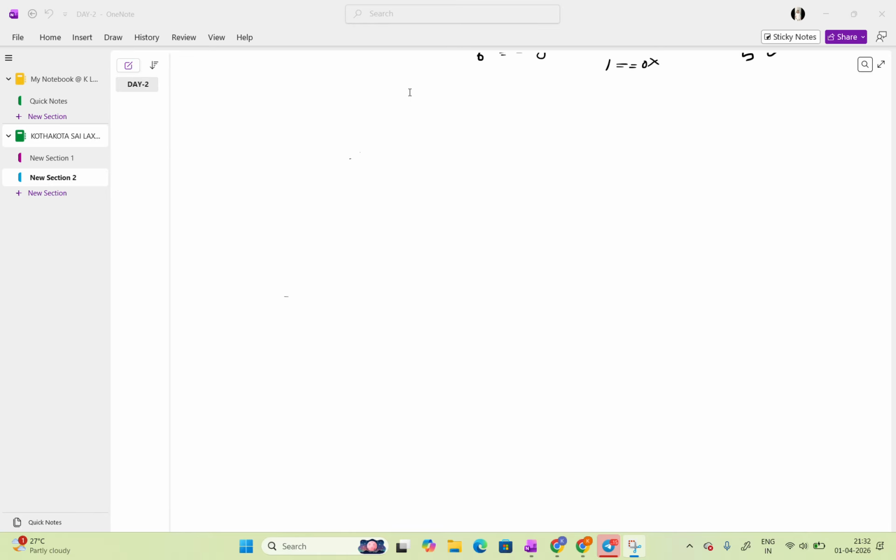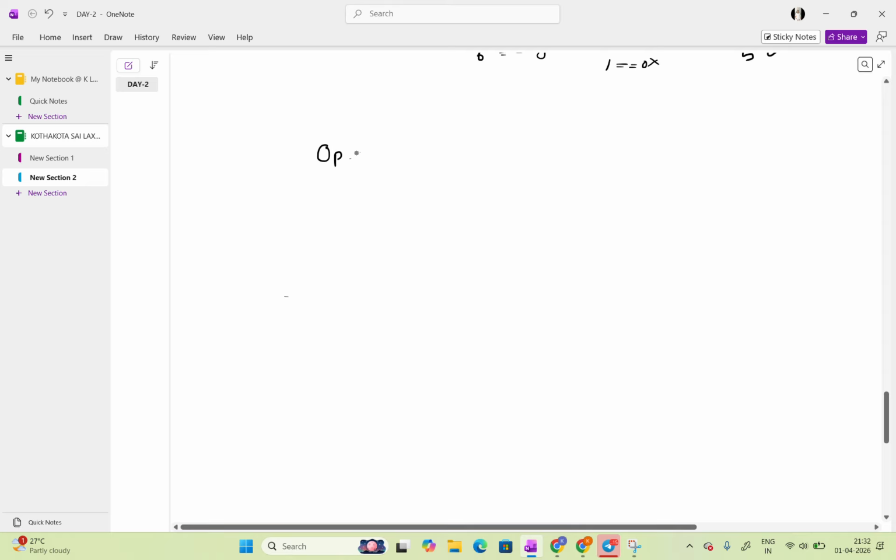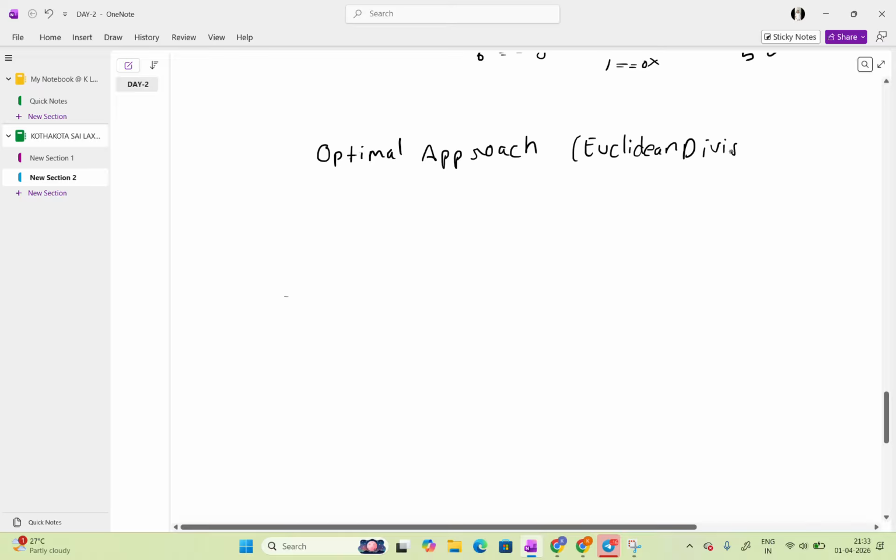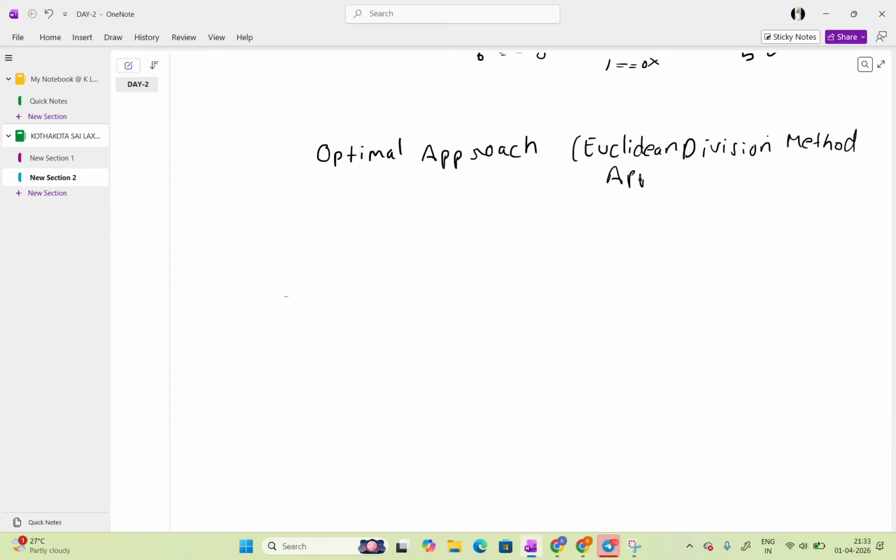Now I want to discuss one more, optimal approach. Okay, so don't worry. I think this is one of the optimal approaches. I don't know the name correctly, but it is the Euclidean division method approach. It is also very simple. I'll explain it clearly, don't worry.